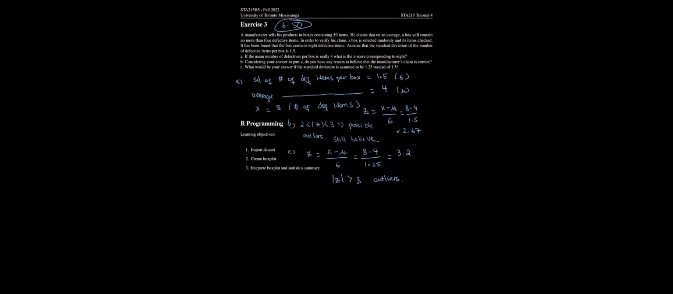Any question? Okay. So what if it is exactly 3? I would say we still doubt the claim. Yeah, like if the absolute value of z is greater than or equal to 3, then we start to doubt that claim. And why does that happen? We will learn more formally when we talk about hypothesis testing.